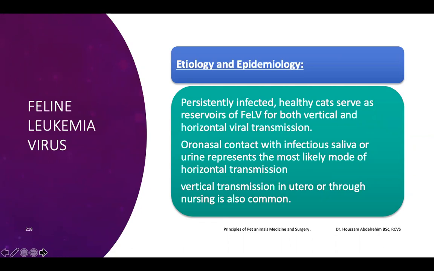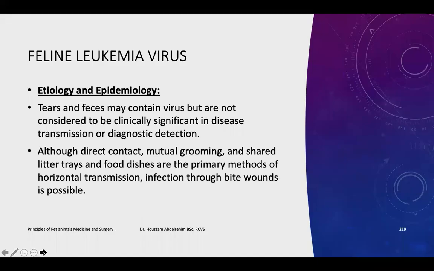Persistently infected healthy cats serve as reservoir for leukemia virus for both vertical and horizontal viral transmission. Vertical من الأم لأولادها والhorizontal اللي هو في الجروب نفسه. الأورونيزال contact with infectious saliva أو urine most likely mode of the horizontal transmission. لو أنت في group of cats السلايفا واليورين هم أكتر حاجة بينقلوا العدوى ما بين المجموعة. الفيرتيكال ترانسميشن بيحصل نتيجة الحملة أو النيرسينج كمان الرضاعة.